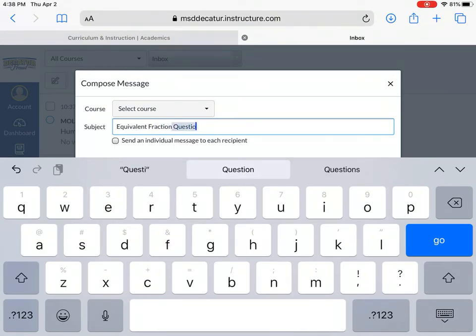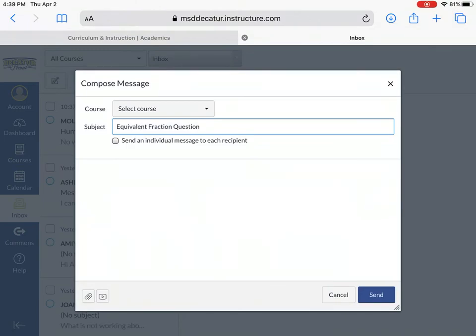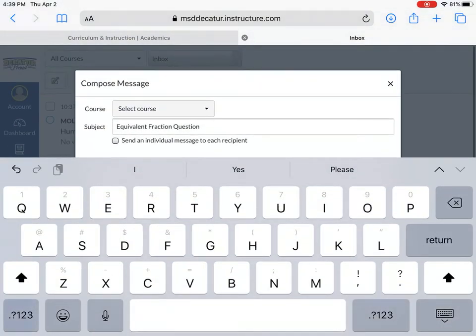question. That tells Mrs. White before she even opens up this email that this student has a question about equivalent fractions. So Mrs. White knows that this question is about math, and she knows that it's about fractions. So before she even opens it, she knows what to prepare for. All right, so that is our subject. Our subject is a short, brief description about what the email is going to be about.